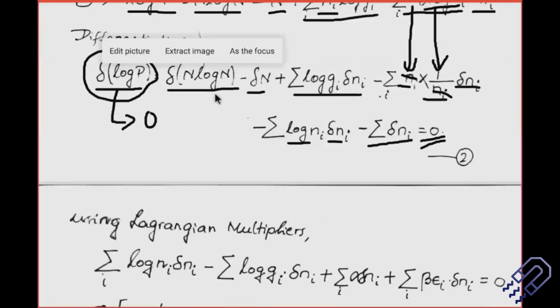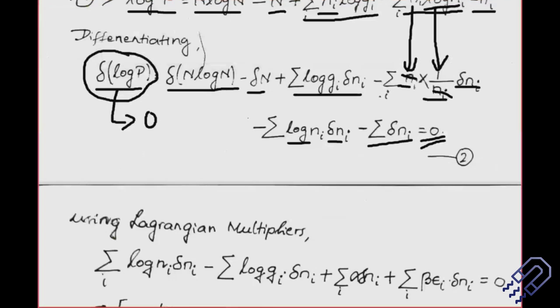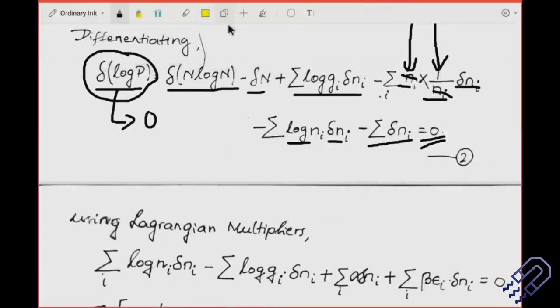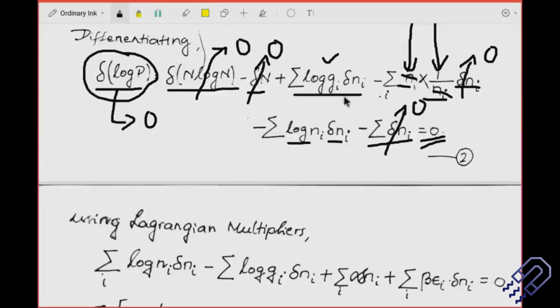So this part will become 0. This part will become 0. This part will remain, it can't become 0 because there is log gi delta Ni. This part will become 0, summation delta Ni is 0. This is also 0. So all these four terms will become 0 based on the argument that we put forward for equilibrium state in the first lecture. So we have just this term and this term.